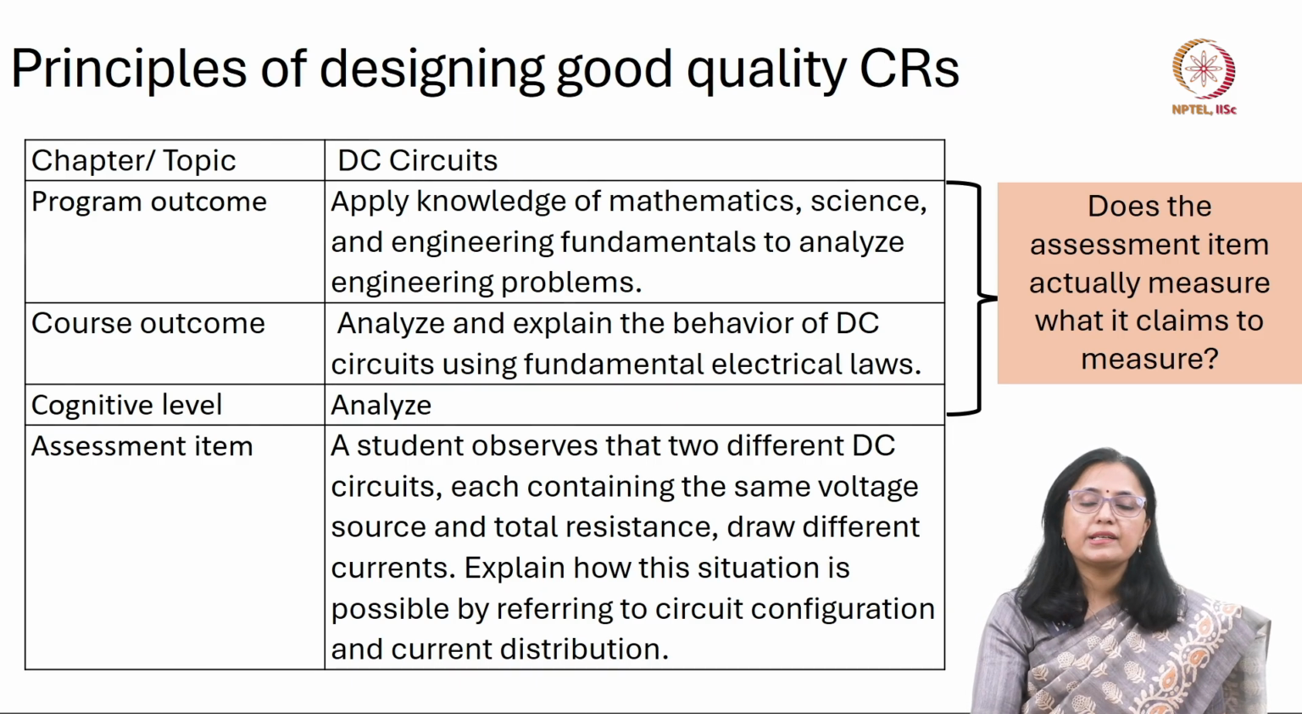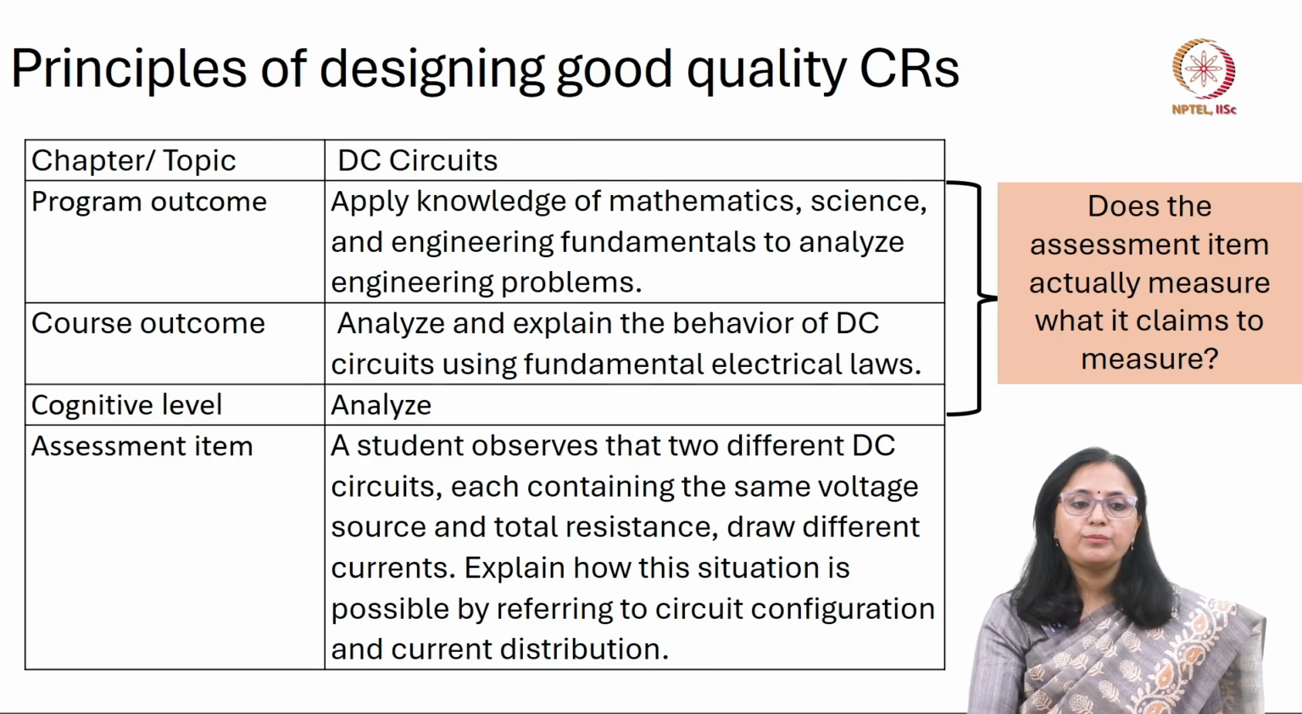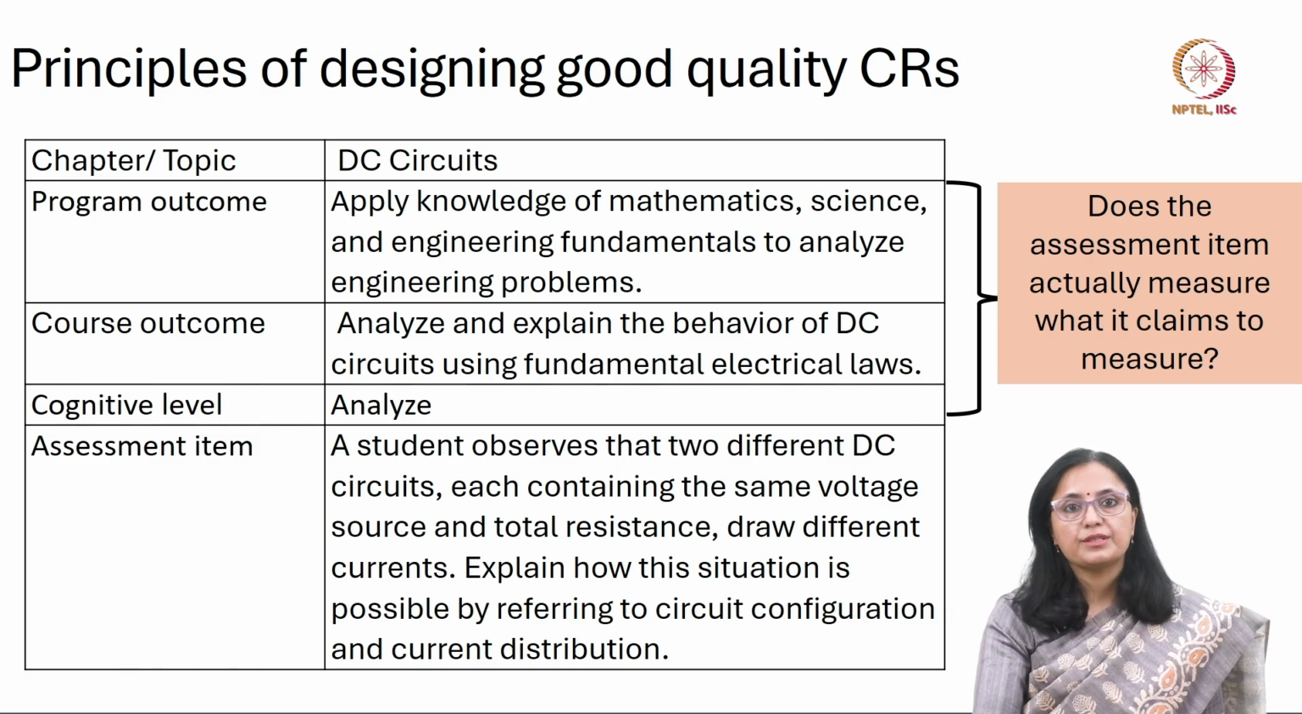Let us take one assessment item which will help us in assessing the attainment of the desired course outcome. So what is the assessment item? A student observes that two different DC circuits, each containing the same voltage source and total resistance, draw different currents. Explain how this situation is possible by referring to the circuit configuration and current distribution.